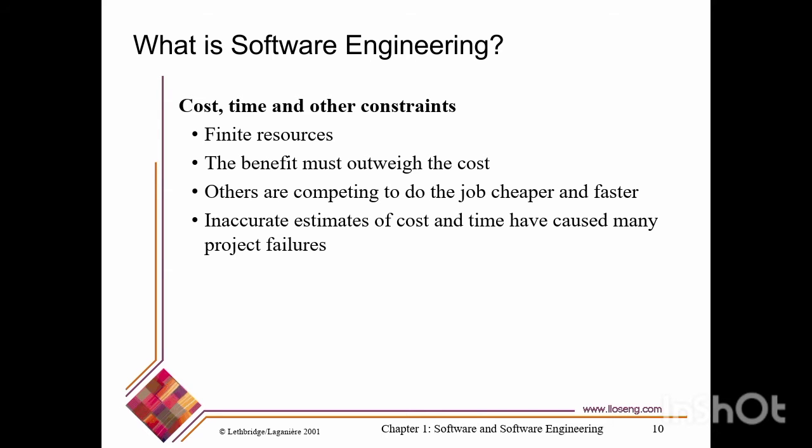What is software engineering? Continuation: that is the cost, time, and other constraints. Here, finite resources we have to use. The benefit must outweigh the cost. So, cost benefit analysis: whatever the investment of cost will be compared with the outcome or service of the software. It must be higher than the investment of the cost.